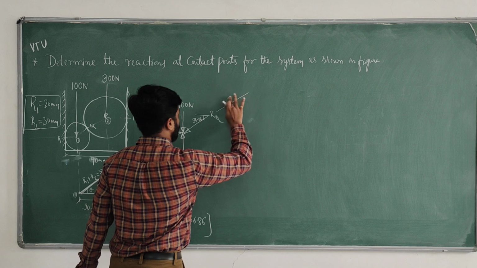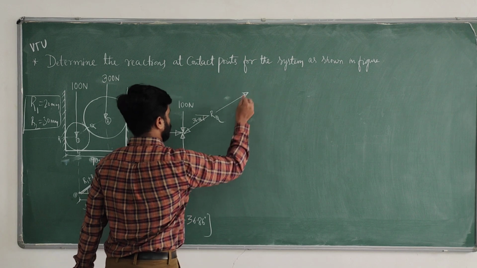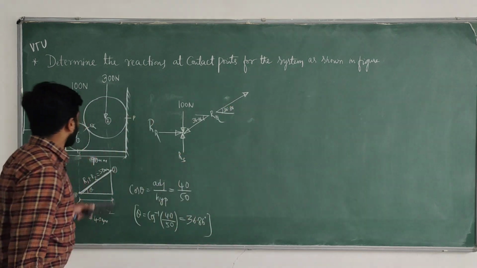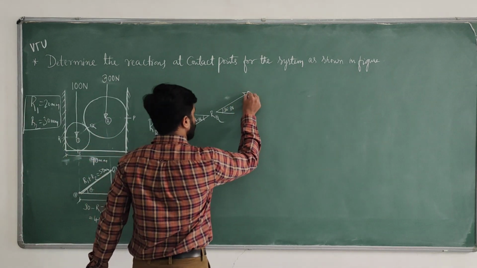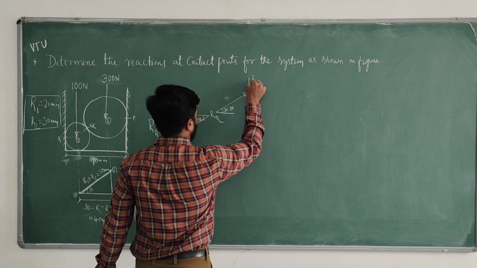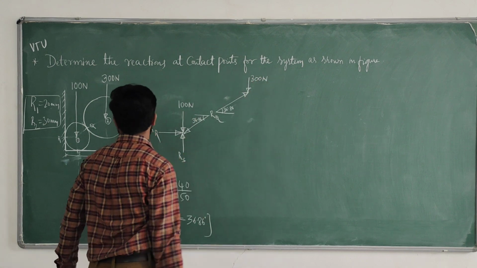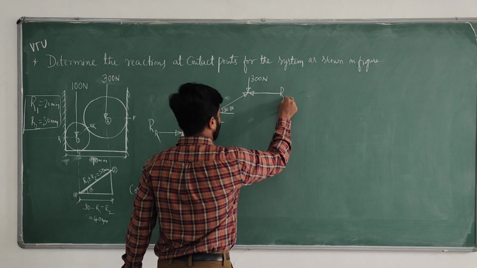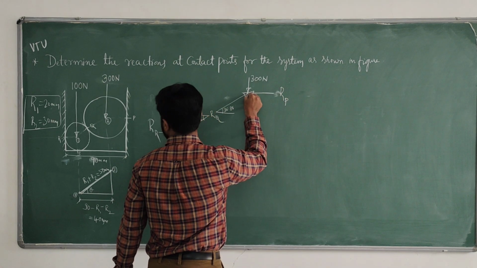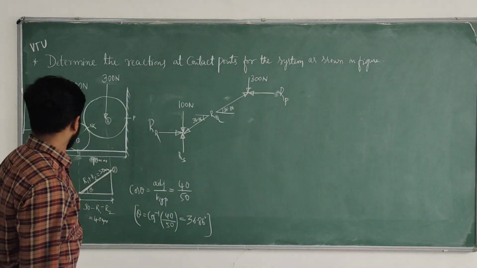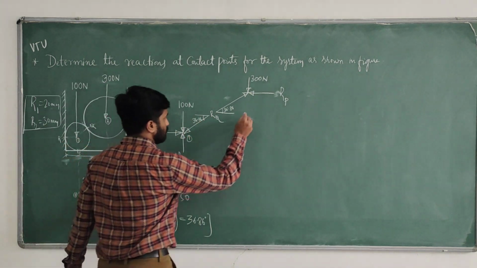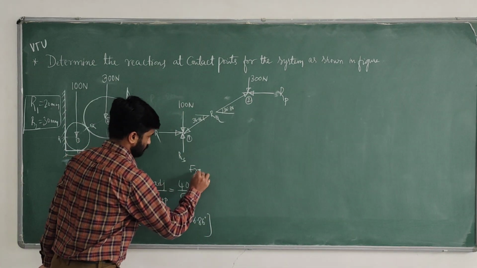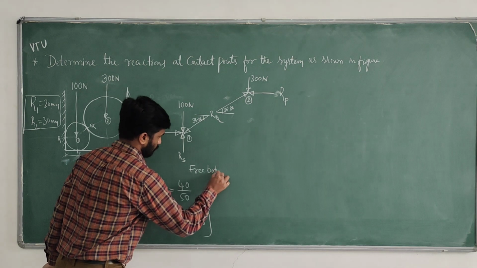Now, if you take one more, this is also 36.86 and the weight is 300. Weight is 300 and one more horizontal reaction is also there, that is R P. So only 3, right? This is sphere 1 and this is sphere 2. This is the free body diagram.